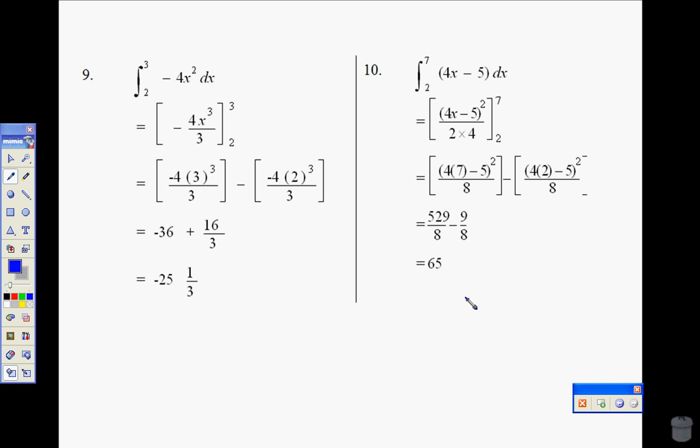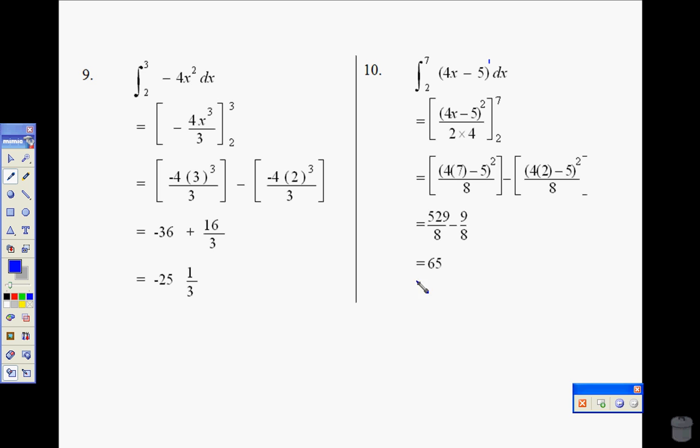10, we're going to use the rule where we use that to the power of 1. You can integrate them separately and it'd still work, but this is just applying the rule with the brackets in this case. We add 1 to the power, we divide by the power as well as the coefficient of x. So we're using that rule there. We're going between 2 and 7, so we substitute 7 in, get our calculation, substitute 2 in, get our calculation, and it comes down to 65.